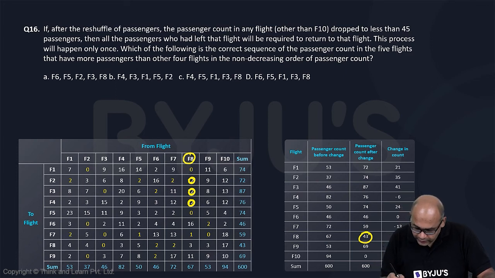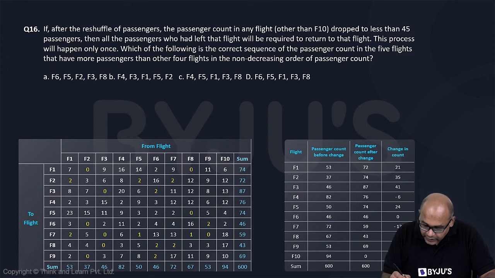Okay, I looked at F8. Yes, 43. That's correct. So you're looking at 43 after the change. So we need to bring back everybody from F8. If we start understanding this, nobody went from F8 to F1. So no problem. These 12 people will be brought back.